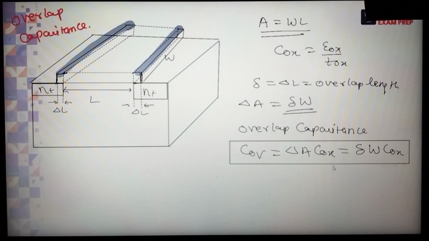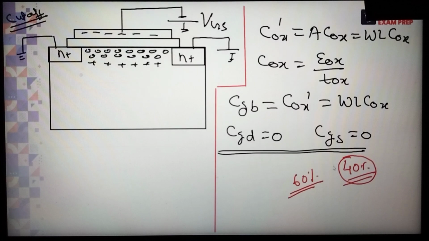Then CGS plus COV. For example, if you are asking about the triode region, that is the CGS, that is the CGD plus what? Plus COV. We have to add COV here. If it is in saturation mode, what is the CGS? 2/3 WL COX plus COV. What is the CGD? 0 plus COV.